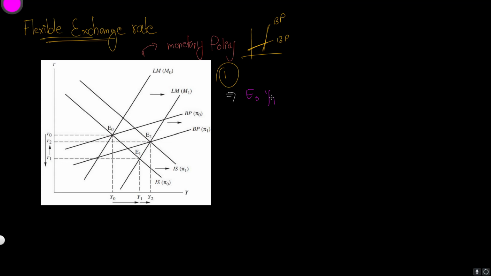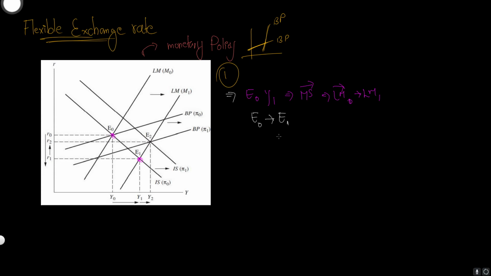We know when the government implements monetary policy, the money supply in the economy is going to increase, and when the money supply increases, our LM curve shifts towards the right from LM0 to LM1. That is something we understand from our basic knowledge. That is going to create a new equilibrium point, let's say E1. So we go from E0 to E1.